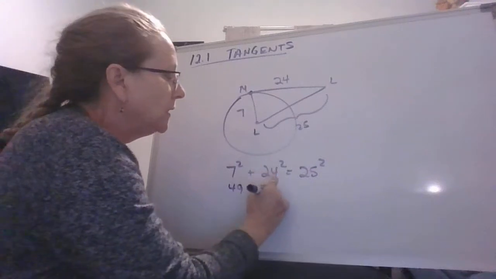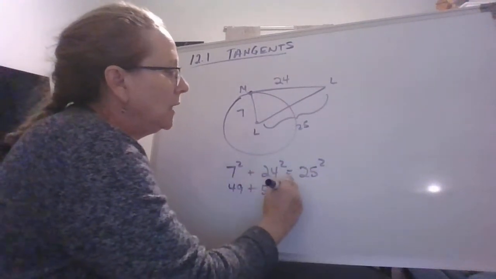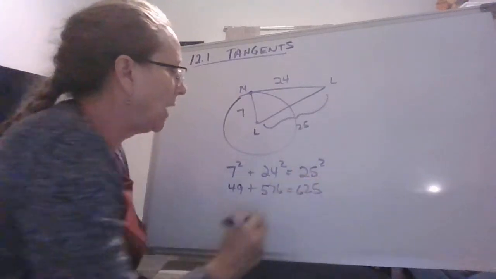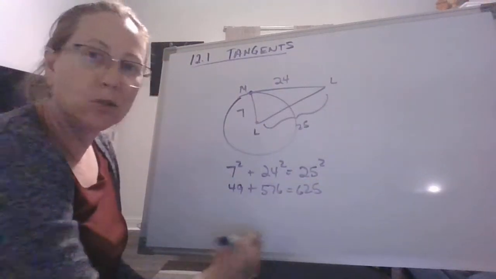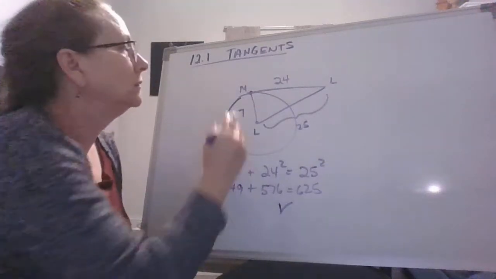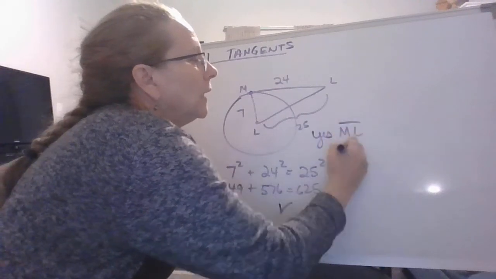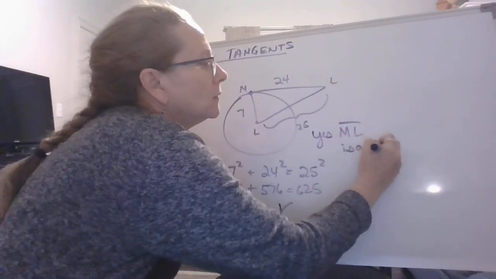49 plus 576 equals 625. And yes, that is true. Check. So it is a tangent. Yes. ML is a tangent.